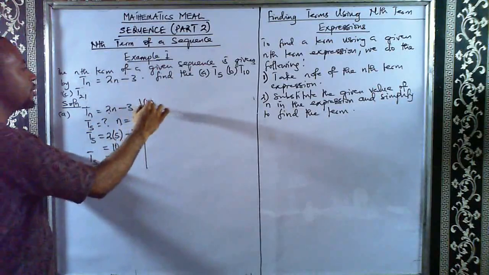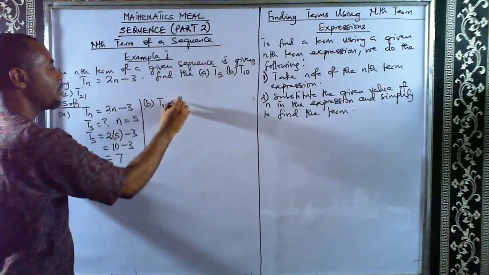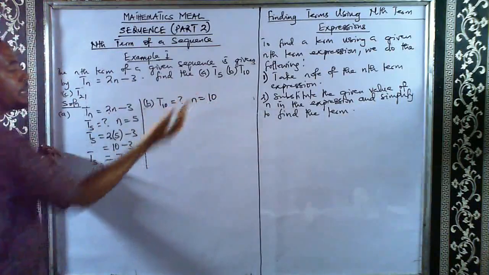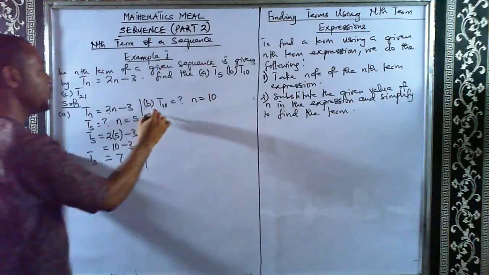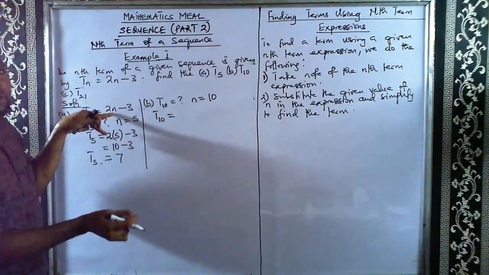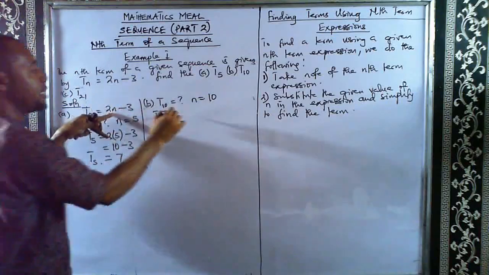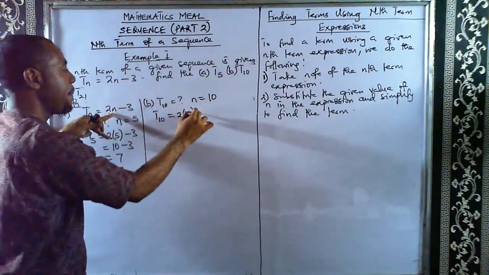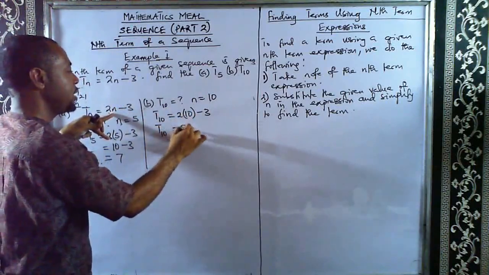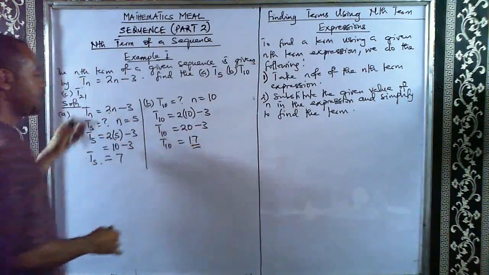The B part of the question, we're asked to find the 10th term. That's what I'm looking for. And in this case, n is 10, since I'm looking for the 10th term. So what value are we going to substitute in our n-term expression? It's going to be 10 because n now is 10. So that will give me 2 times 10 minus 3. So T10 will be 20 minus 3. T10 will be 17.